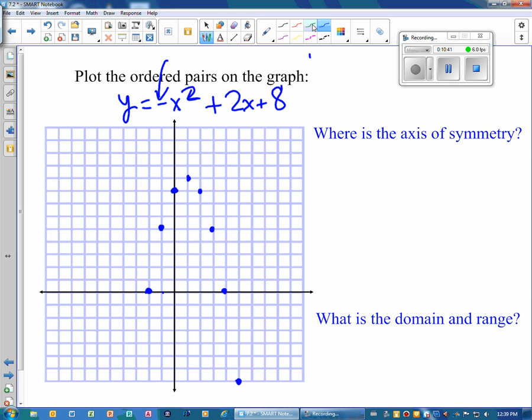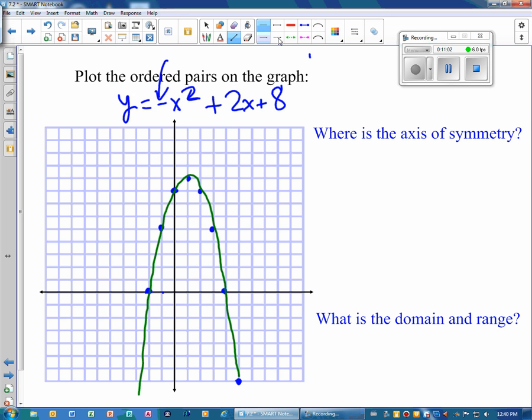So parabolas aren't like lines. You can't get out a ruler. You have to freehand them. So you just have to do your best to, as smoothly as possible, line up your points. Okay, I'm not a good drawer at all, so this is about the best I could do. But what you got to remember is that parabolas are always symmetrical.